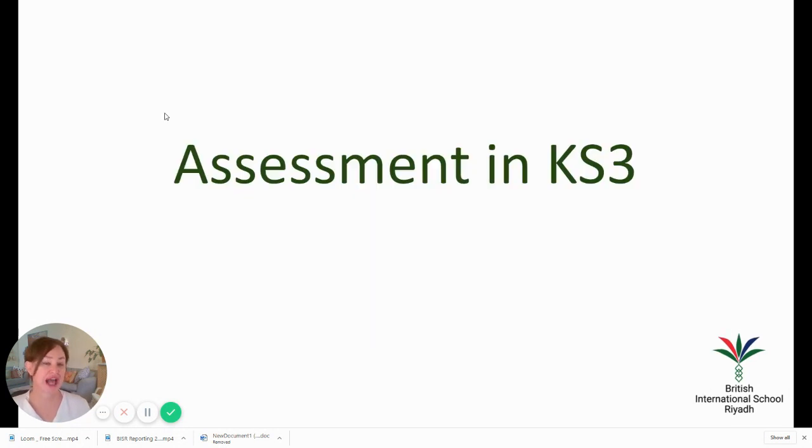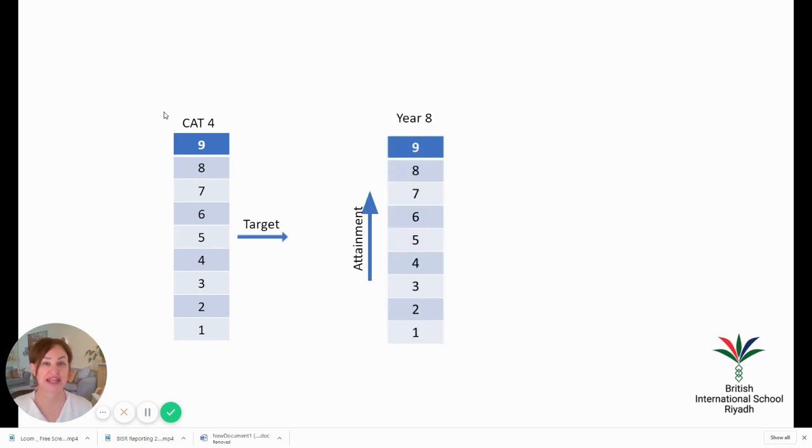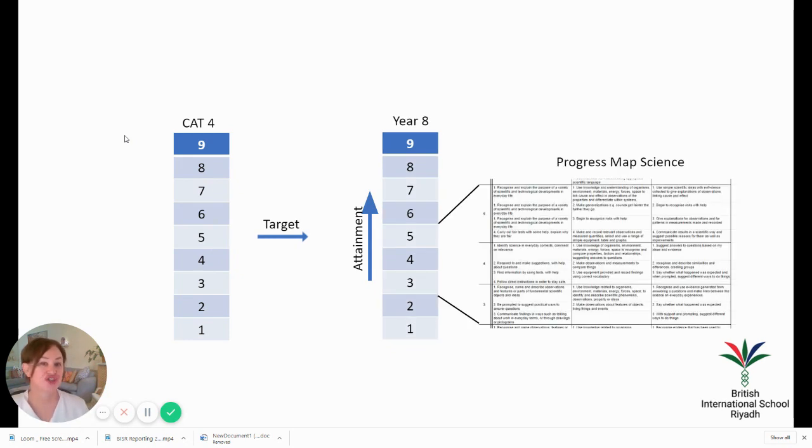So how will assessment actually look in Key Stage 3? The CAT4 data is one piece of information that teachers use in their assessment of your child. In Year 8, now we will also be reporting attainment on a scale of 1 to 9. It kind of bridges the CAT4 data with the ultimate GCSE data at the end of Year 11, which is now all reported as 1 to 9. I'd like to stress that the number is not important. What is important is what sits behind that number, and that is the progress map.